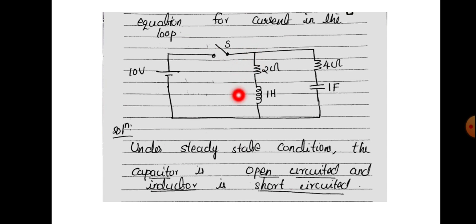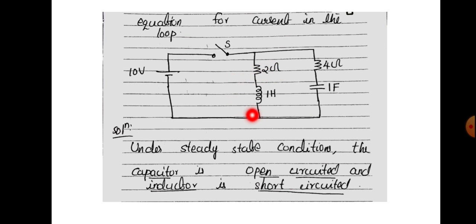At steady state, the inductor becomes a short circuit to current. Similarly, the capacitor becomes an open circuit. Under steady state condition, the capacitor is open circuited and the inductor is short circuited. When the capacitor is open circuited, the entire 10 volt source appears across this capacitor. When a current flows through the capacitor, it starts charging, and the charging increases the voltage across the capacitor. So when the steady state is achieved, the capacitor acts as an open circuit and the complete 10 volts appears across the capacitor.